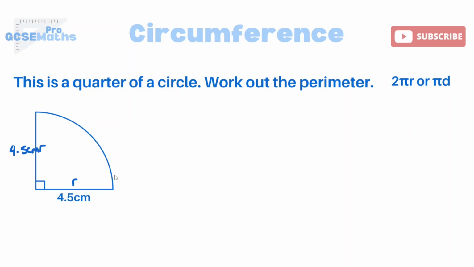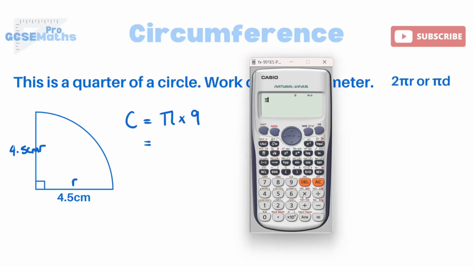Just going to label that. So I'm going to work out the arc first. We're still going to work out the circumference if you imagine that to be a whole circle. So we've got pi times the diameter. Now the diameter is obviously double the radius. So 4.5 times 2 is 9, isn't it? So we're going to need to work out what pi times 9 is. And that should give us 28.27.